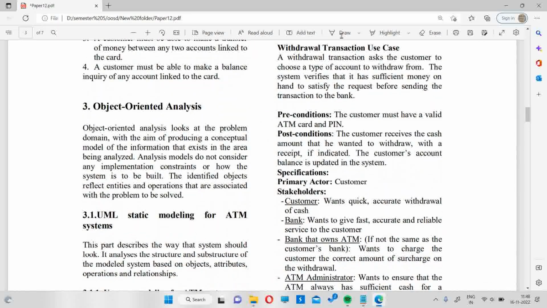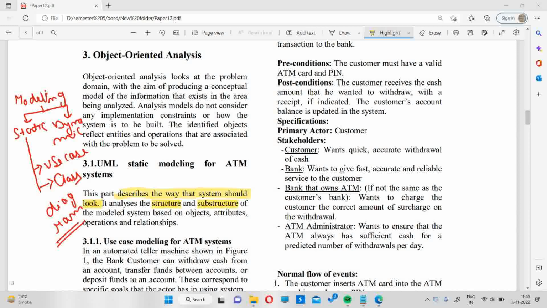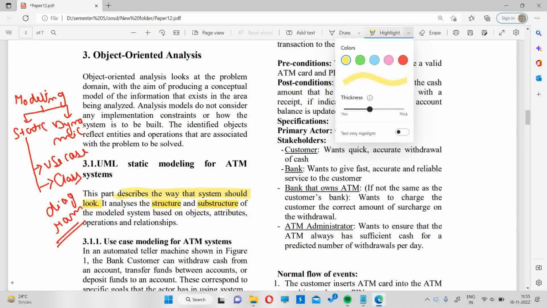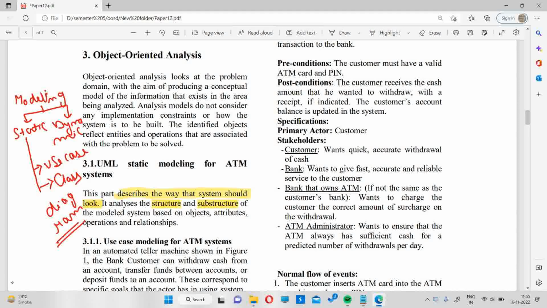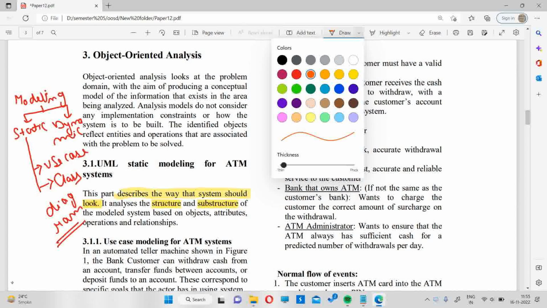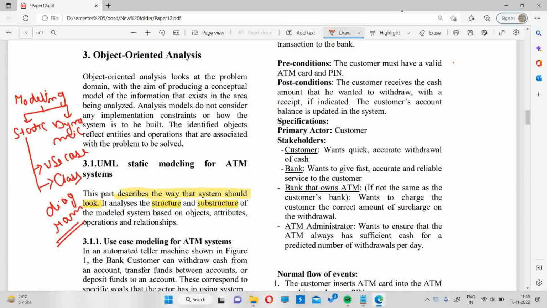Now we will be discussing the object-oriented approach. Basically, in UML diagrams, the object-oriented approach is used. In modeling, we bifurcate the modeling into two parts: one is static modeling and one is dynamic modeling. I have written it here so that you all can understand. In static modeling, one comes use case and another comes class diagram. So we will be discussing both, the use case diagram and the class diagram.